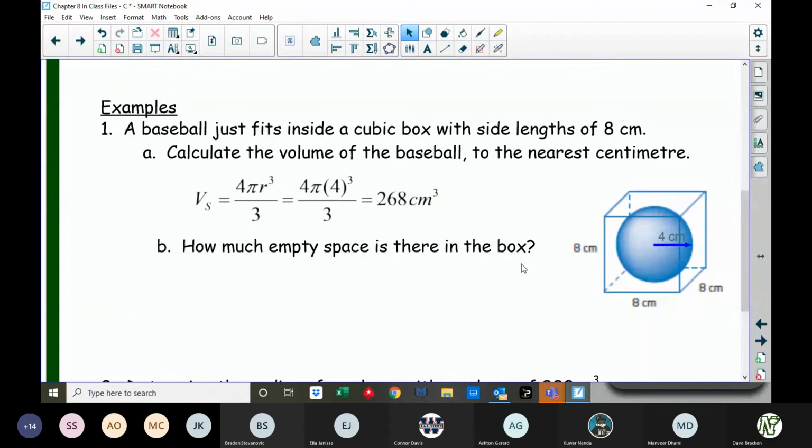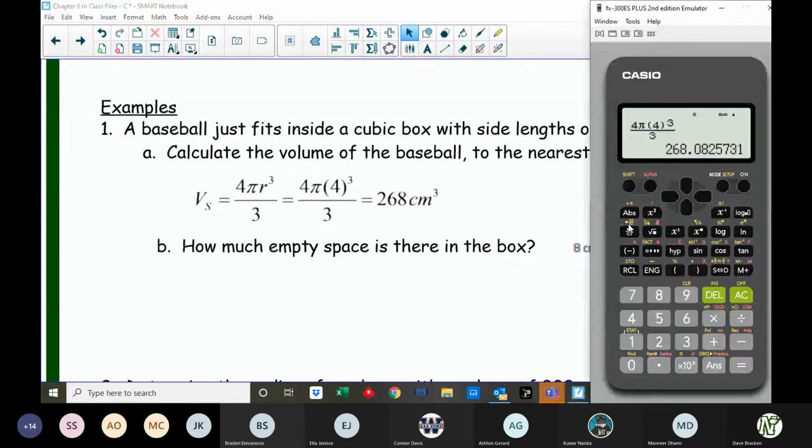Is that okay with everyone? Everyone saw how to do that on the calculator? 4 pi bracket with your radius inside cubed. Your cubed key is right here. And then make sure you divide by 3.